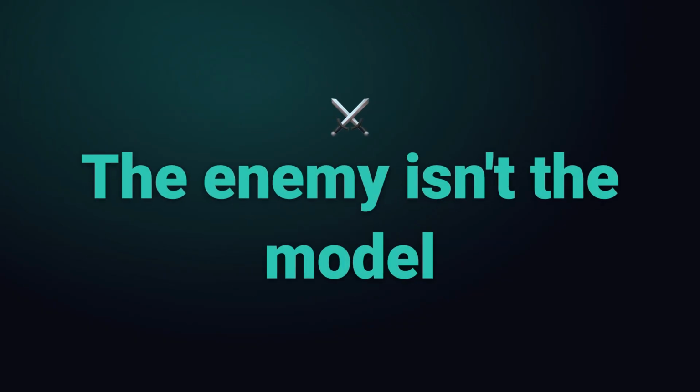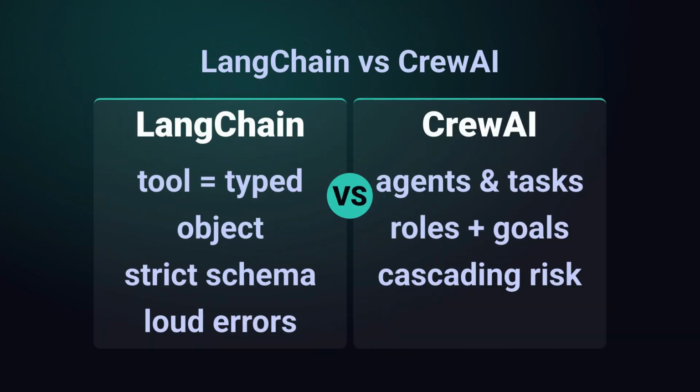It's the churn. So let's talk about how LangChain and CrewAI actually handle tools when the ground keeps shifting beneath them, because they take genuinely different philosophies, and that difference decides how much pain you inherit 6 months from now.